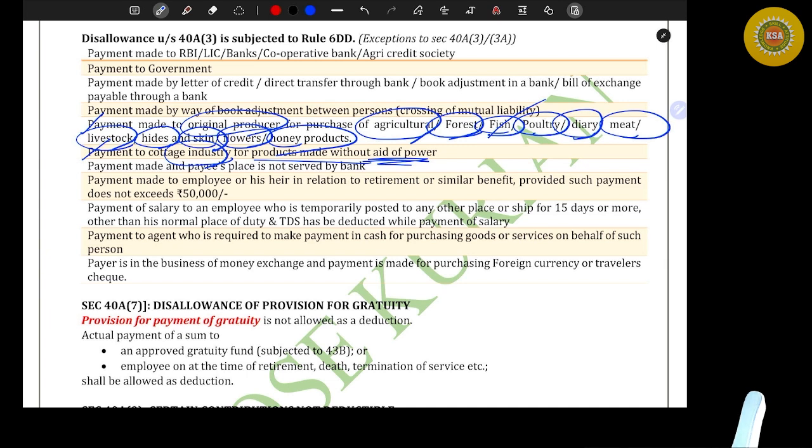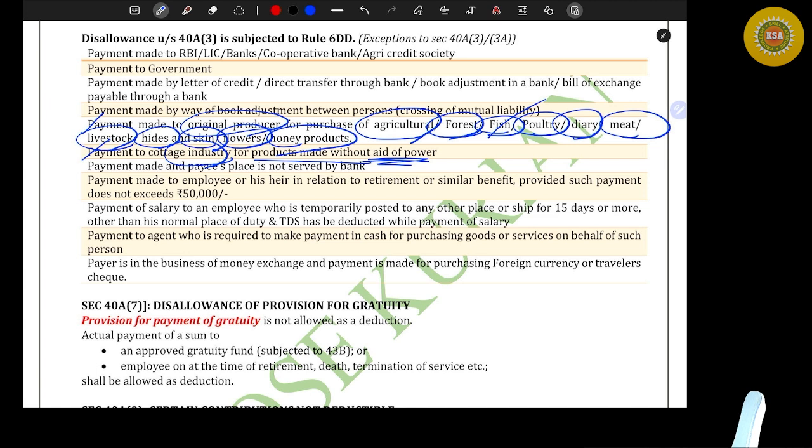Payment made and the payee's place is not served by bank. Your supplier is residing in a place where there is no banking service. No problem. You can make the payment in any mode. Now, moving on to the next one.